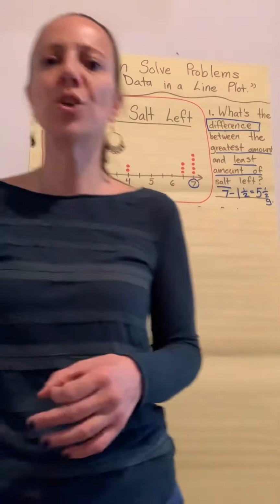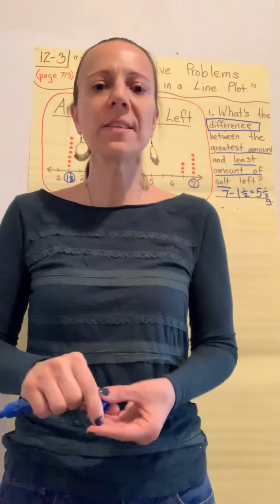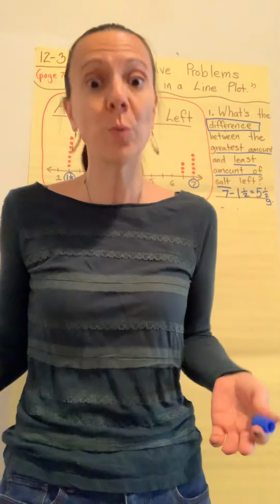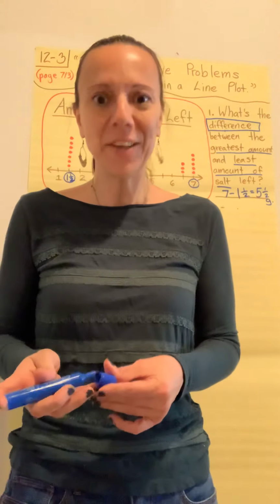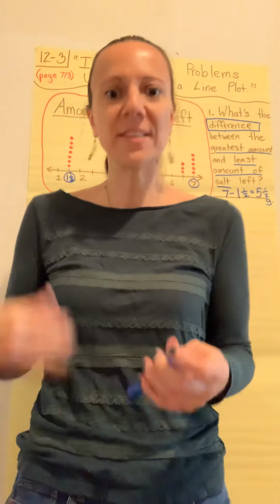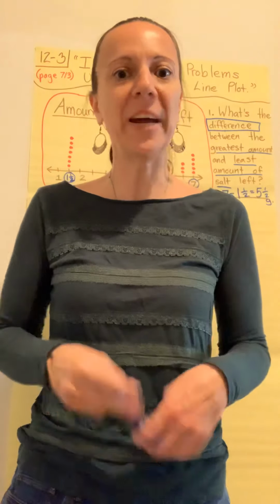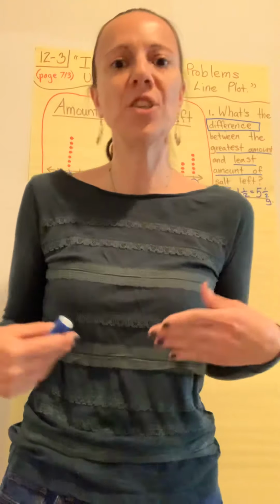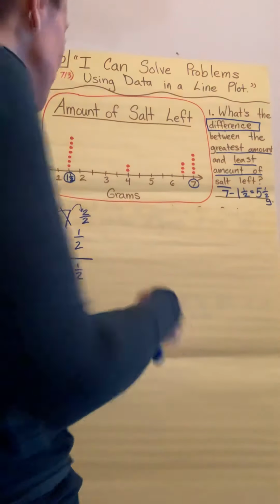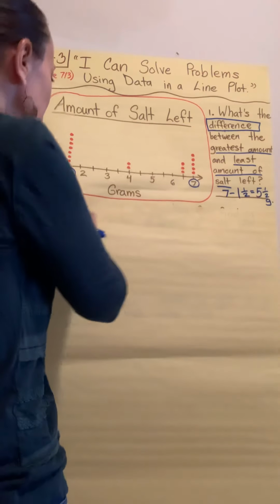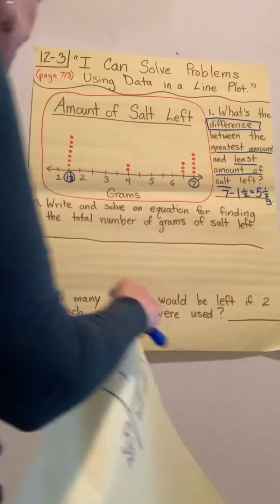Okay, let's go on to the next problem. We're skipping number 2 if you're following along in your book, because number 2 asked you to make up your own problem about the line plot, and you can certainly do that. That's nice practice predicting what kinds of questions they might ask you about it, but we're not going to do that together. So you can go back, do that one on your own. We're going to move on to number 3.